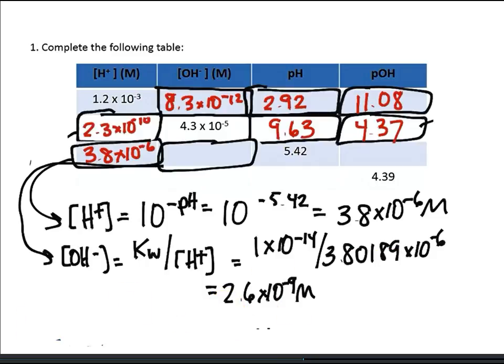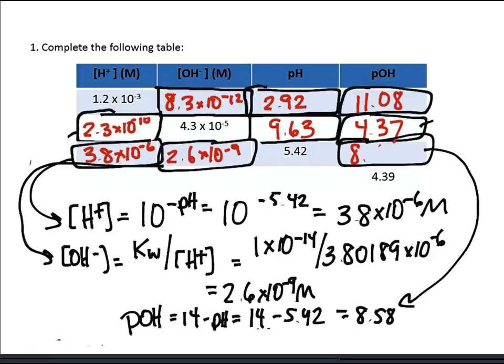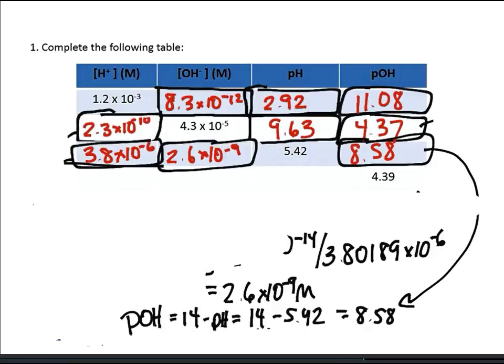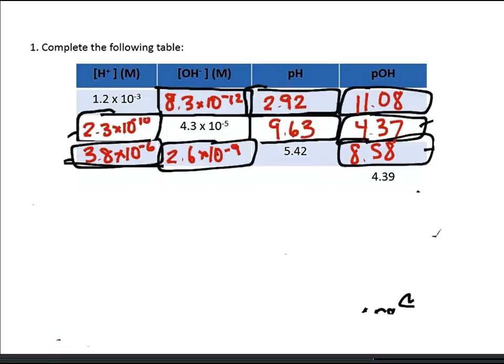And then you plug those in and you get that the hydroxide ion concentration is 2.6 times 10 to the minus 9. Again, I don't want to get rounding errors in my answer. That's why I use the unrounded number. pOH is 14 minus the pH, which is 8.58. Or we could have used the hydroxide ion concentration and solved it that way. That should give us the same number, 8.58. I'm sorry, the negative log of 2.6 times 10 to the minus 9 should still give you 8.58.